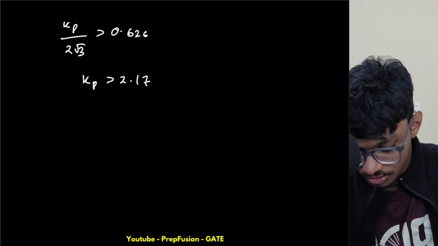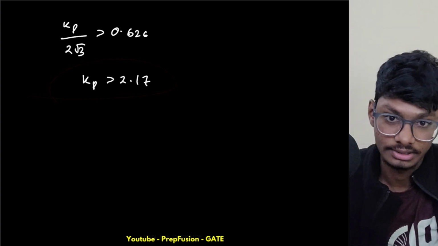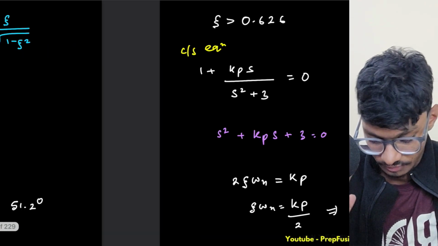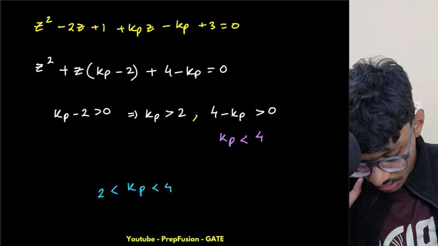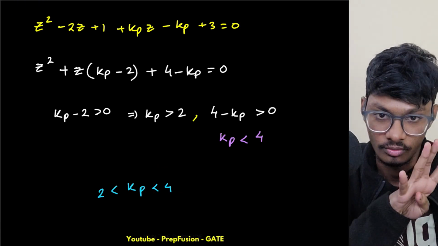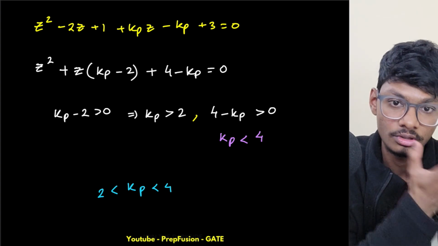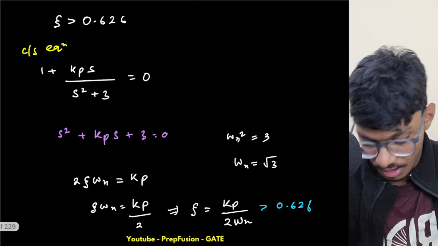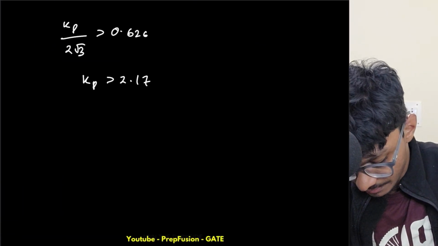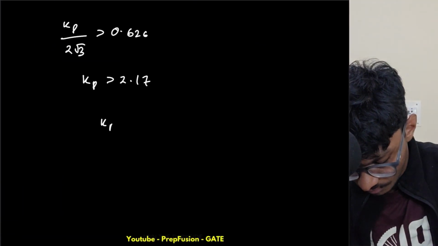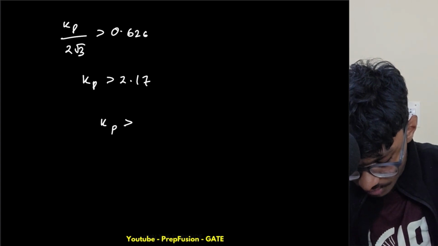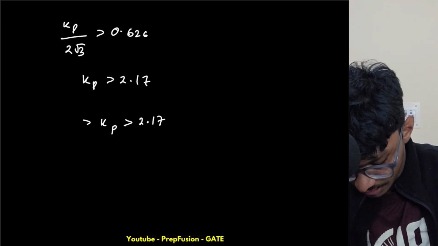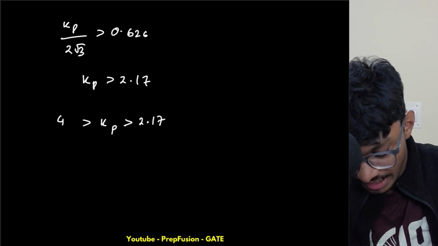So Kp has to be greater than 2.17. Okay, so obviously Kp has to be greater than this, but there is an upper threshold for Kp as well. If you can observe here carefully, the maximum value Kp can go to is 4, because if Kp goes more than 4, the settling time condition will be violated, so we don't want that. So Kp should be greater than 2.17 and should be less than 4. So this is the valid range for this.